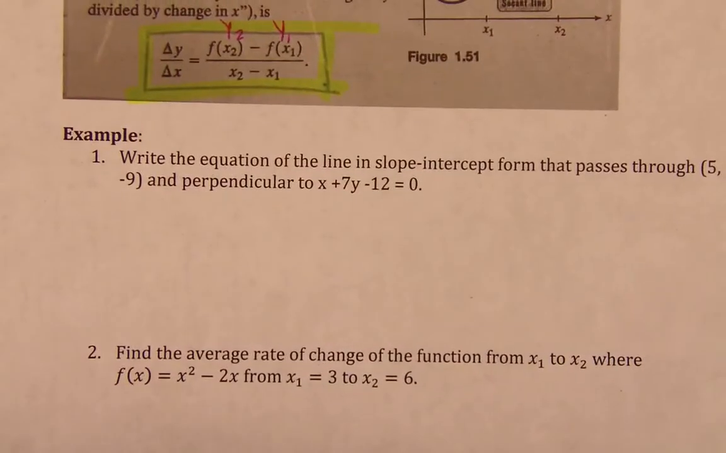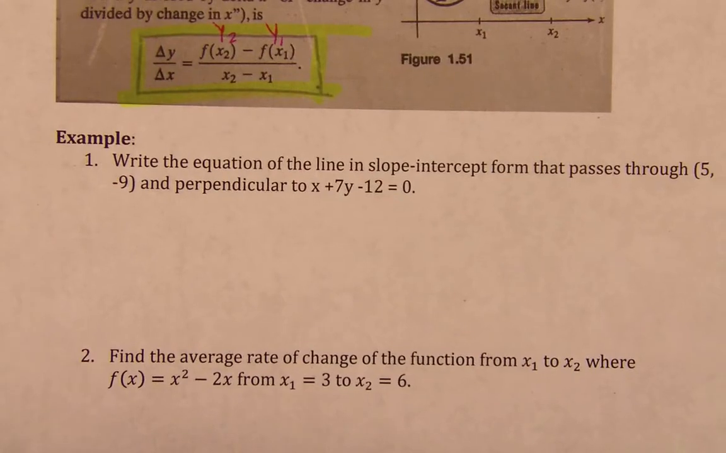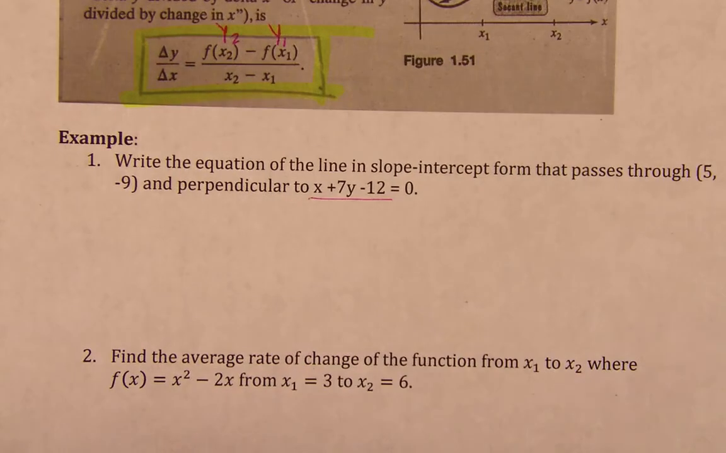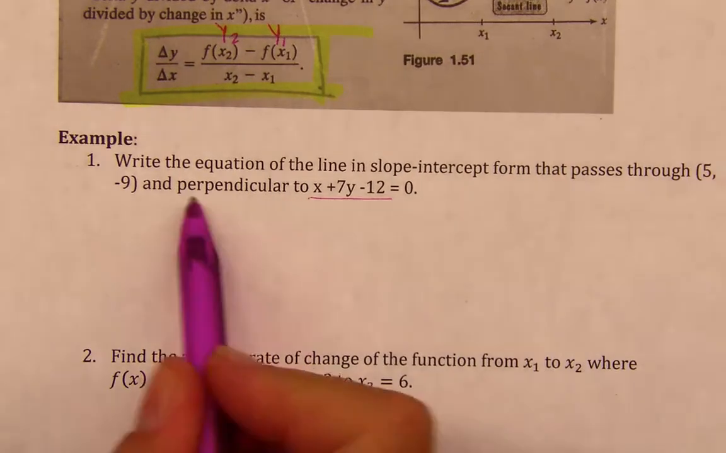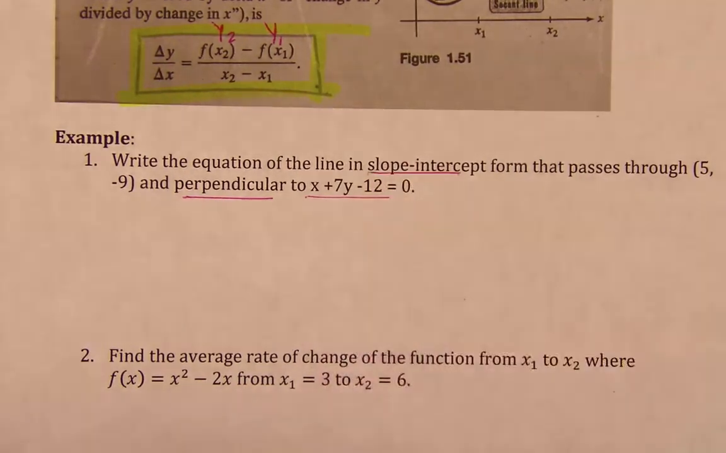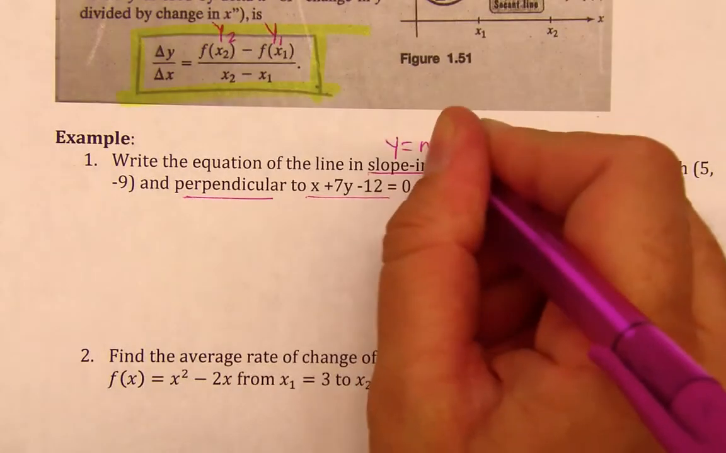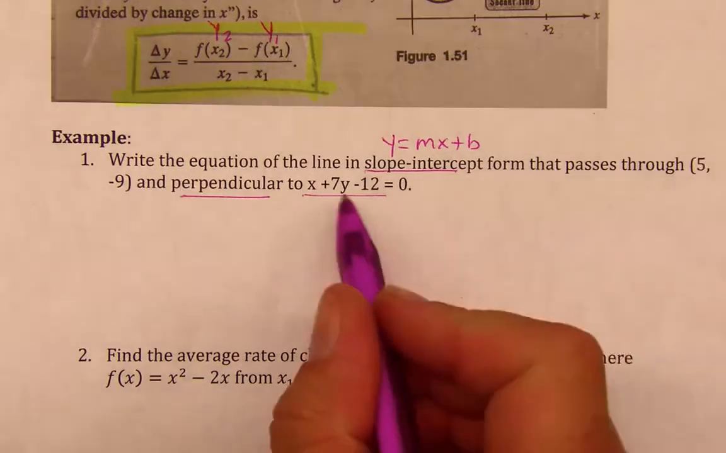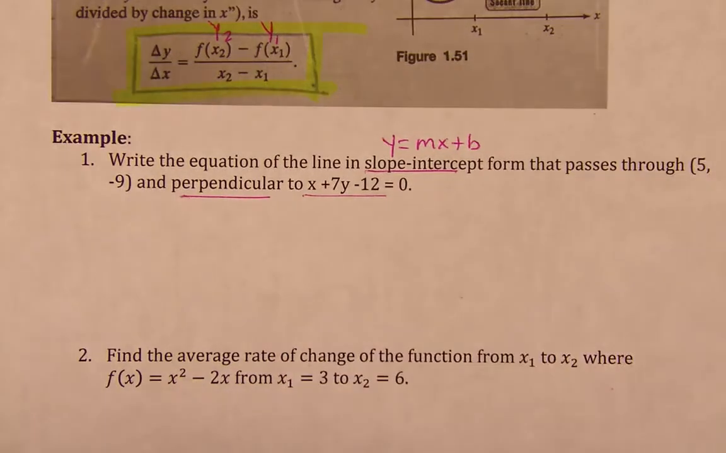It says, write the equation of the line in slope-intercept form that passes through (5, -9), and is perpendicular to this line right here. Now, it says perpendicular, so remember that whatever this slope is, we want the opposite and reciprocal slope. And we want slope-intercept form. Remember that's y equals mx plus b. So we have the point (5, -9), and we want to figure out, well, what is the opposite and reciprocal slope of this function here?